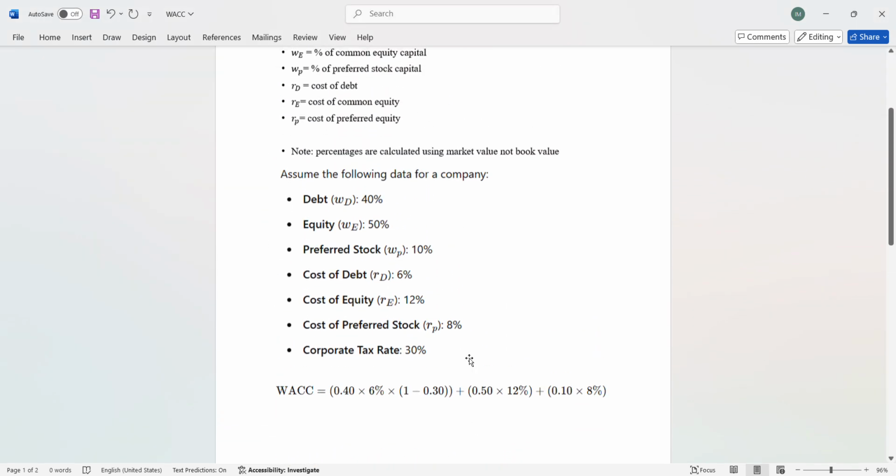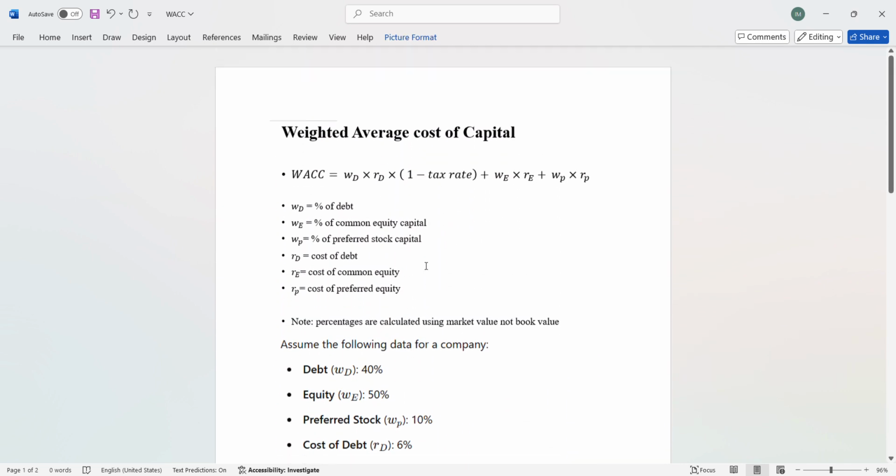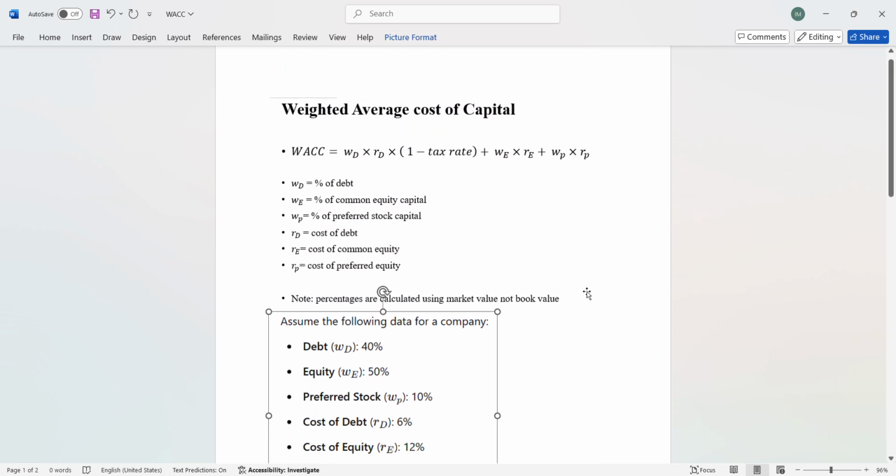So do you now know how to calculate the weighted average cost of capital? I hope this video helps you understand the concept of weighted average cost of capital.